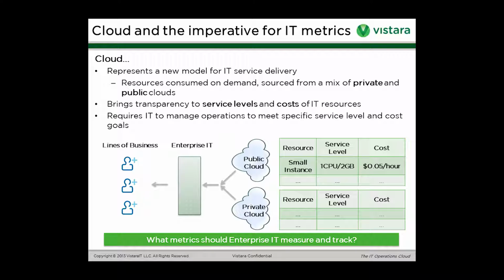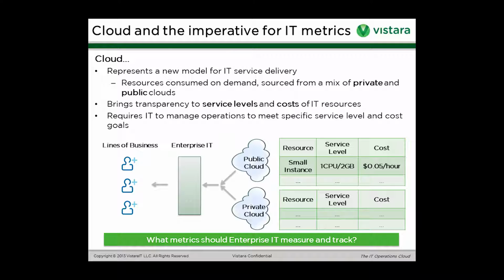Either way, I'm distinguishing between internally generated resources and resources that you can buy from the public cloud. So that's really the context. So the question is, if you accept this premise, IT metrics are important. The next question is really, what metrics should IT track? What is relevant? And that's what I'm going to talk about next. So let's talk about the different types of metrics.